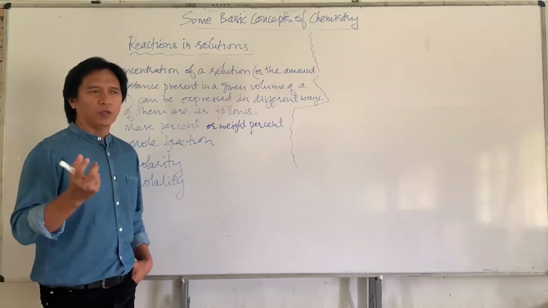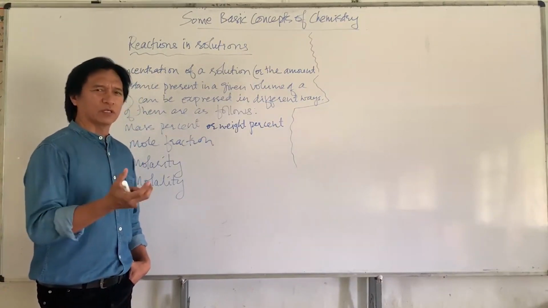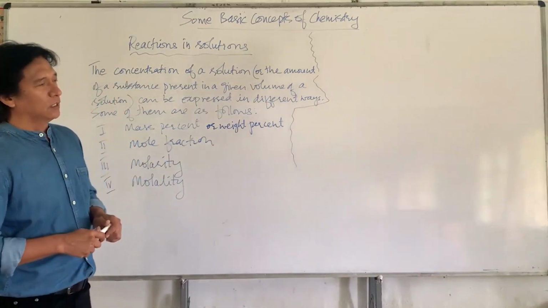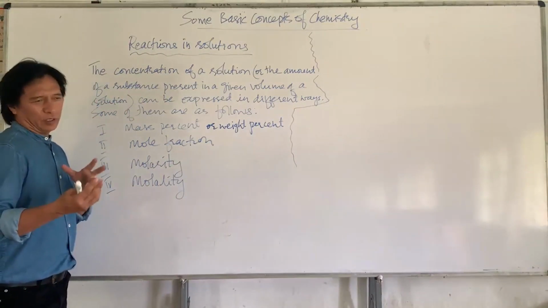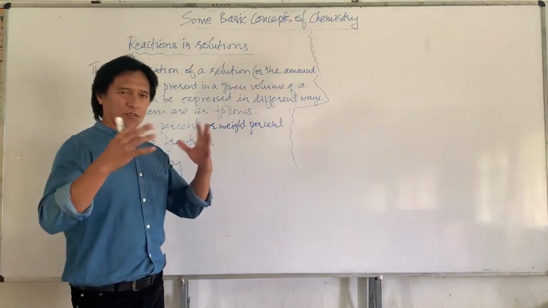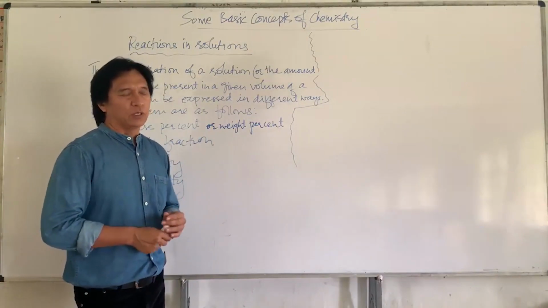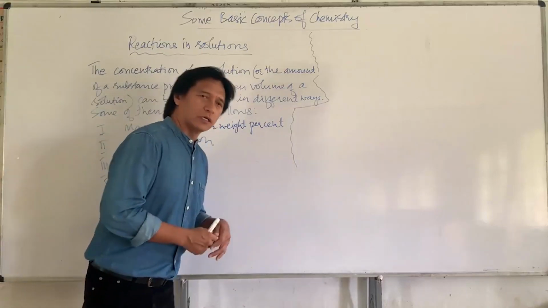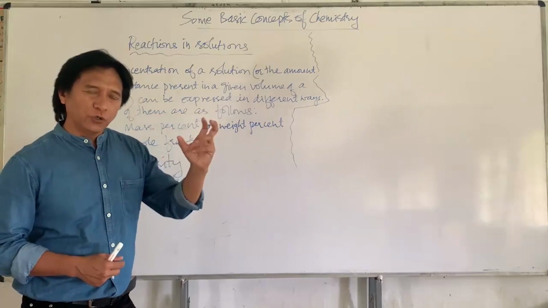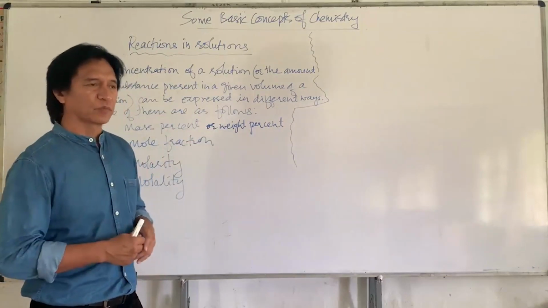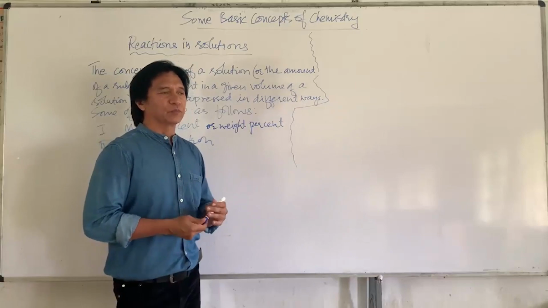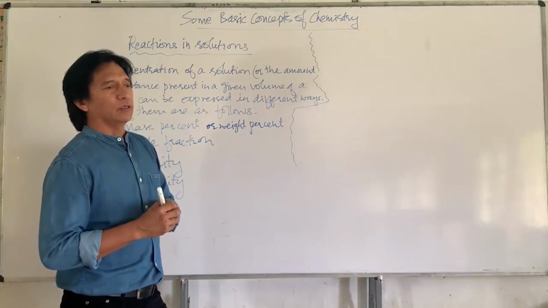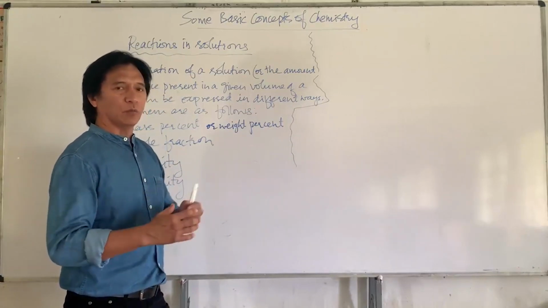So it is therefore very important that we know how the amount of a substance present in a solution is expressed, or how the amount of a solute present in a given volume of a solution is expressed. That is the concentration of a solution. Now, when I say solution, it consists of a solute and then a solvent. The solute here is the one which is lesser in quantity, and the solvent is usually, in fact, more in quantity.